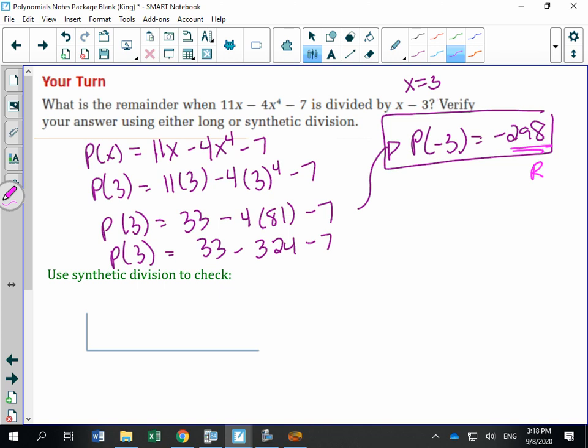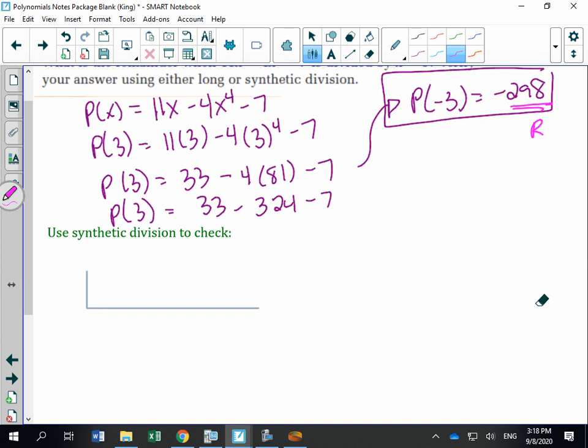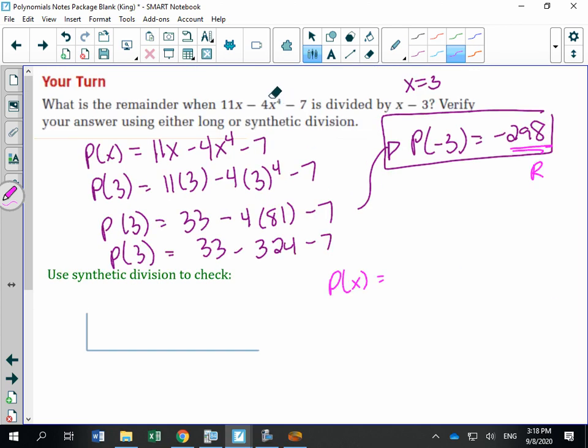So let's check this using synthetic division. Remember, this is to sort of review the last lesson. If we're doing synthetic division, we need to rewrite this in descending order of x, and I need to add in 0 for my placeholders. So P of x is equal to, descending order of x would be negative 4x to the 4, plus 0x cubed, plus 0x squared, plus 11x, and then my constant at the end, which is going to be my y-intercept, minus 7.